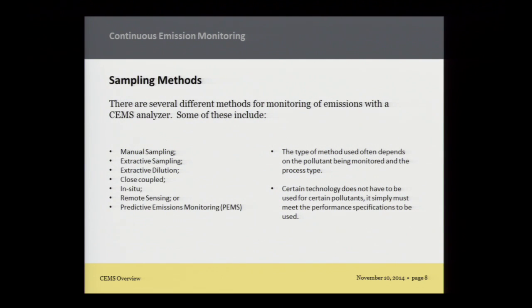So there are several different methods of monitoring emissions. Some of these include what we talked about this morning. You can do manual sampling, you can do extractive, you can do the dilution, closed coupled, in situ, remote sensing, or the PEMS. The type often depends on what you're looking for. Certain technology does not have to be used, it simply must meet the performance specs. So you can use anybody's technology as long as you can meet the performance specs in Appendix B and Appendix F, the QA procedure.